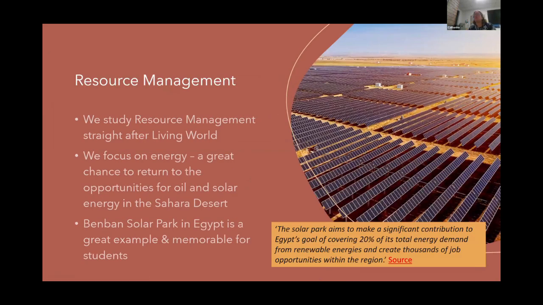Then when we move on to resource management, our third topic in Year 10, straight after Living World, one of the things we do is focus on energy. And that's a great opportunity to go back to the Sahara Desert. We can look at oil, we can look at solar power, and the very memorably named Benban Solar Park in Egypt is a really good example. Benban, it sounds great, the kids remember it. And this is a massive solar farm.